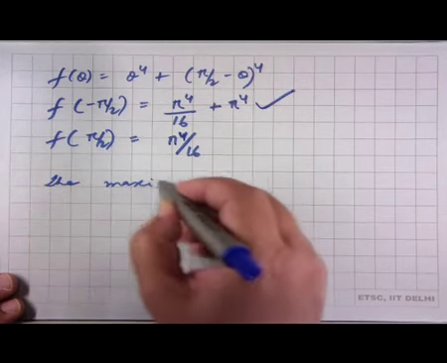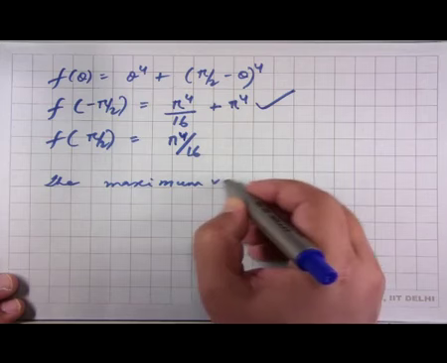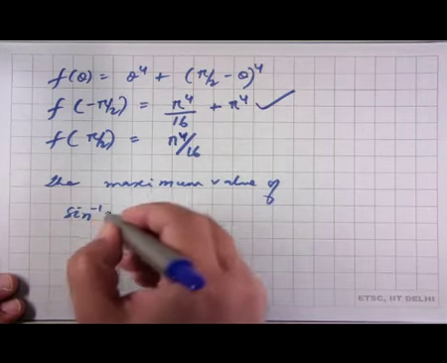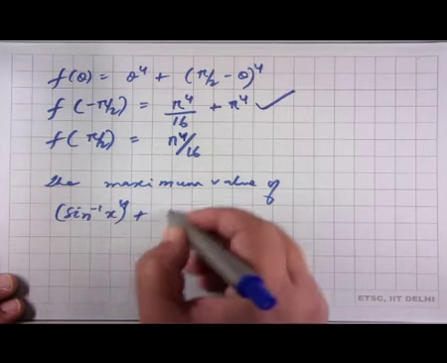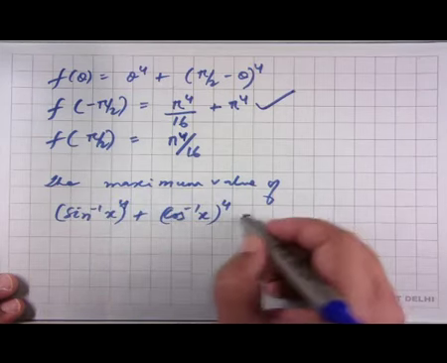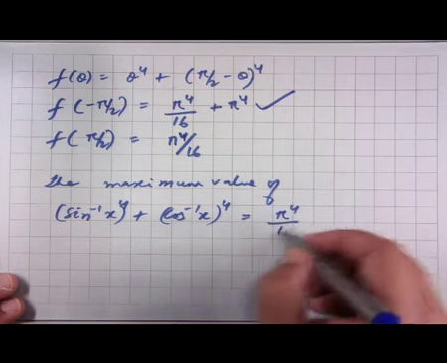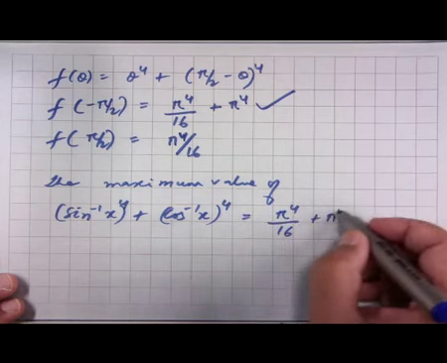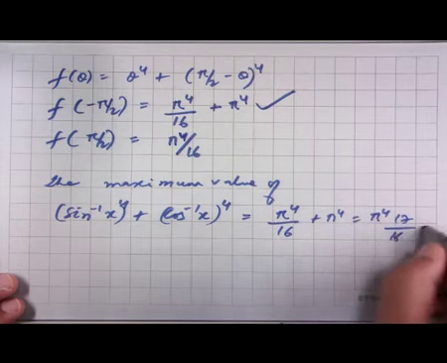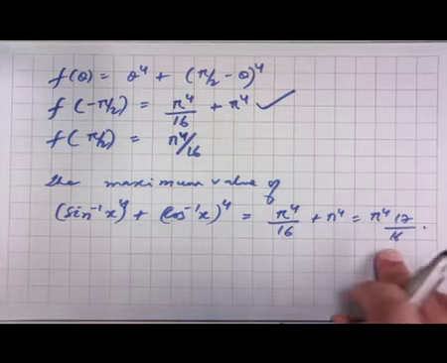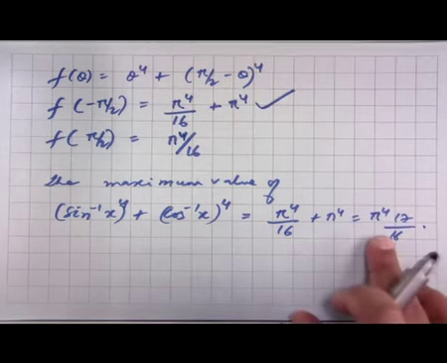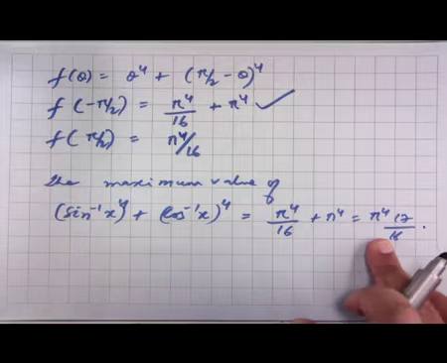maximum value of sin inverse x to the power 4 plus cos inverse x to the power 4 is equal to pi to the power 4 by 16 plus pi to the power 4. Well, that is actually pi to the power 4 into 17 by 16. So this is the maximum value, and the minimum value is pi to the power 4 over 128. So this finishes the solution to the second problem.